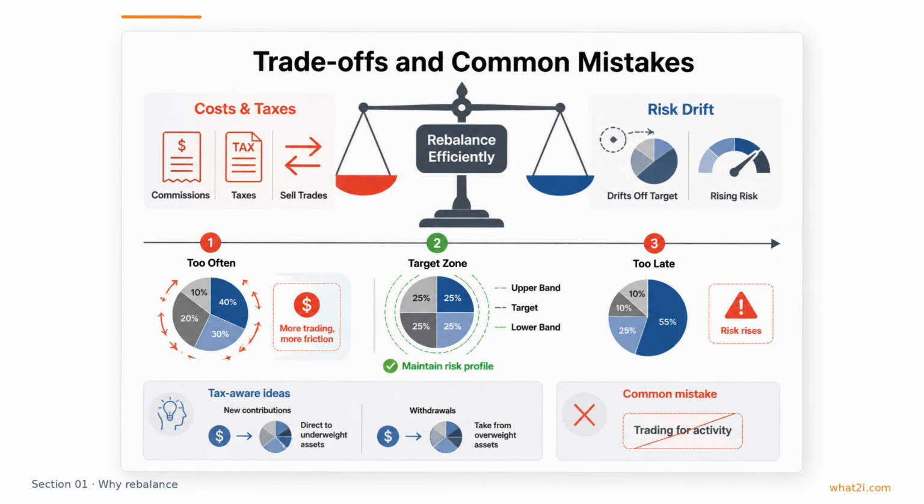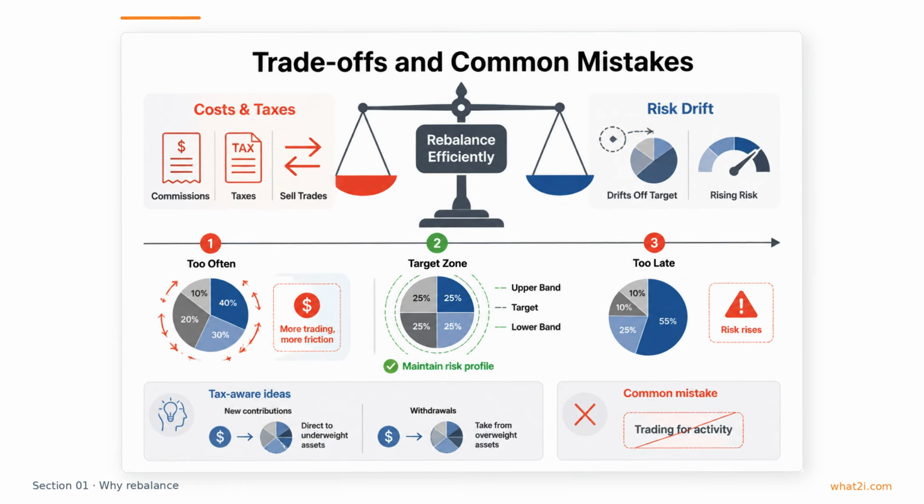Every trade can bring commissions, spreads, market impact, or tax consequences, especially in taxable accounts. If an investor rebalances too often, the portfolio may generate unnecessary friction without much added benefit. If they wait too long, drift can become large enough that the portfolio no longer resembles the intended strategy. This is why implementation matters as much as the concept itself. The goal is not maximum trading activity, it is efficient control of the portfolio's risk profile.